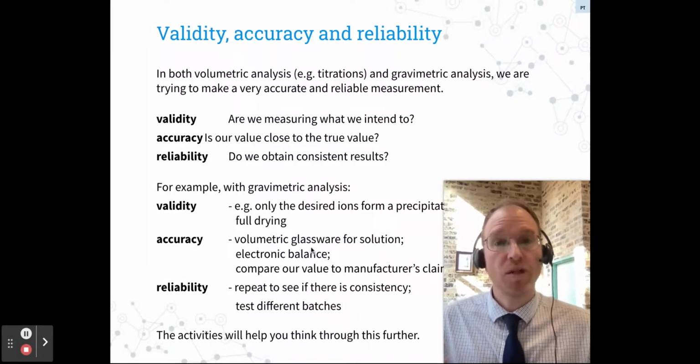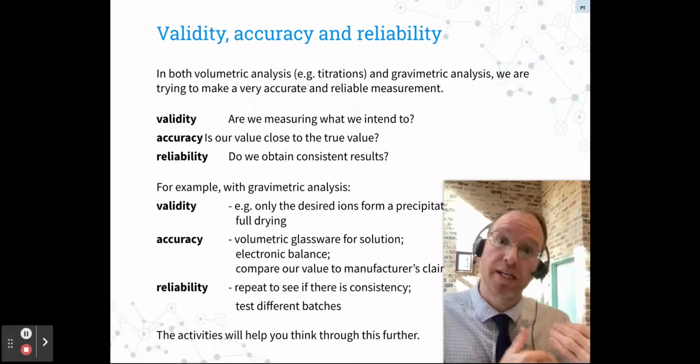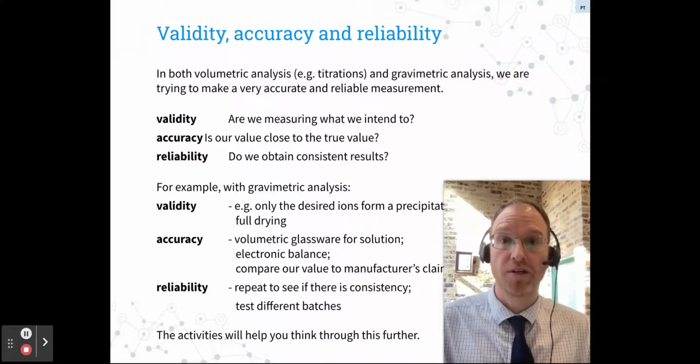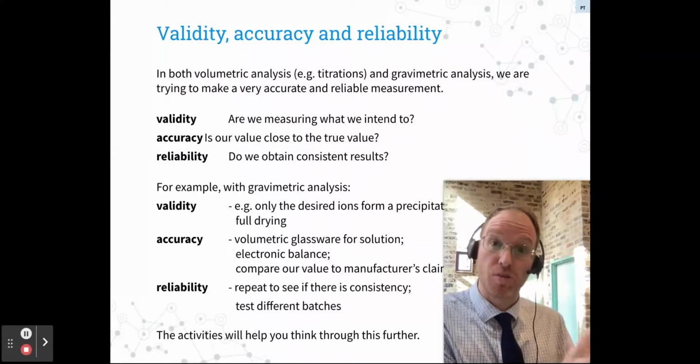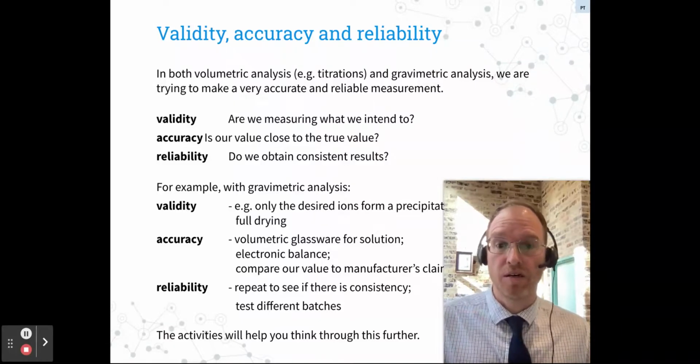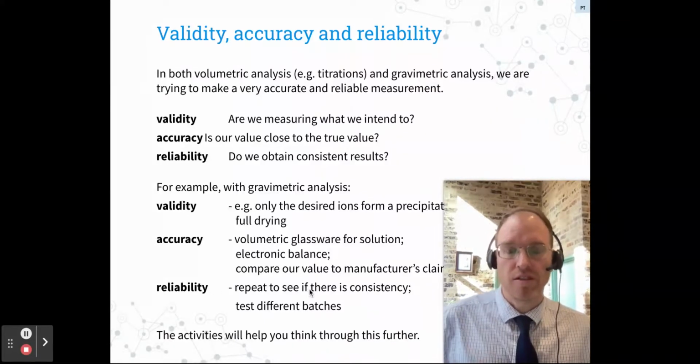Our accuracy, well, we're going to use volumetric glassware if we're measuring solutions. We're going to use an electronic balance, and we want that to be very accurate. And then we can compare our value to the manufacturer's claims. So this is an example of where we know the supposed true value, and we can compare. And finally, reliability. We do want to repeat to see if there's consistency.